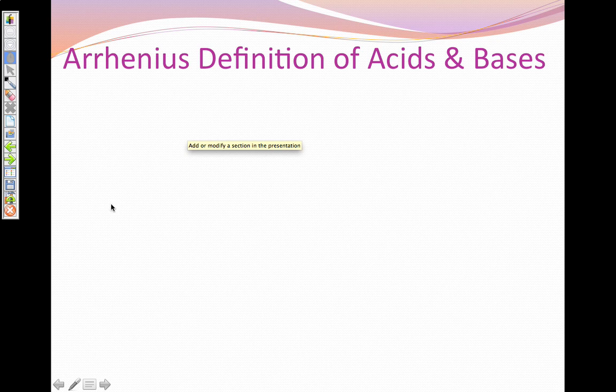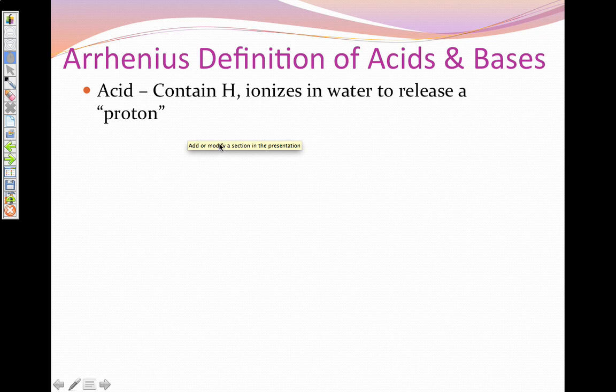But then comes around this guy named Arrhenius. Arrhenius said that an acid is anything that contains a hydrogen and ionizes in water to release a proton.